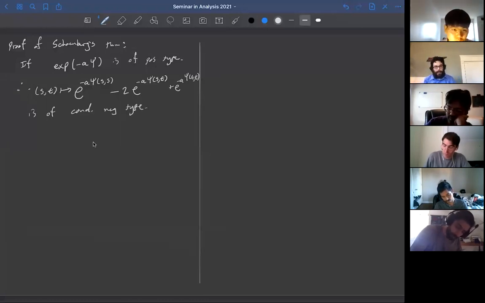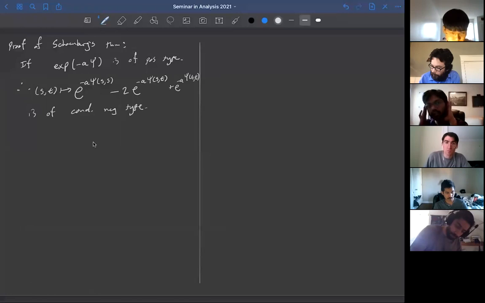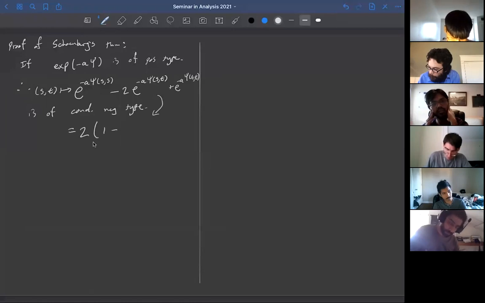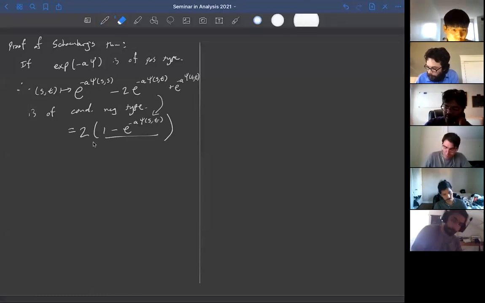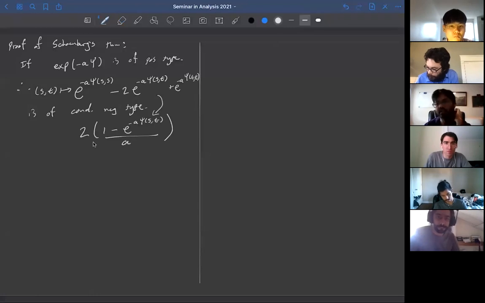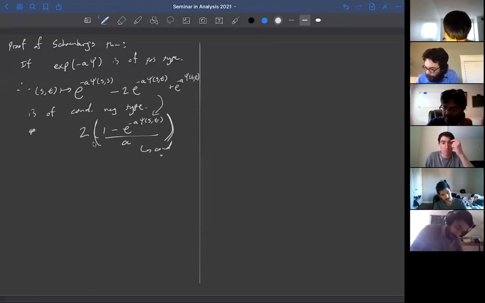But c at the diagonal was zero, so that's just e to the zero, that's one. So this whole thing right here is just equal to two times one minus e to the negative a c(s,t). And now we can divide by a. Multiplying by a constant changes this equality, but it doesn't change the fact that it's conditionally negative type. So this is conditionally negative type for all a.